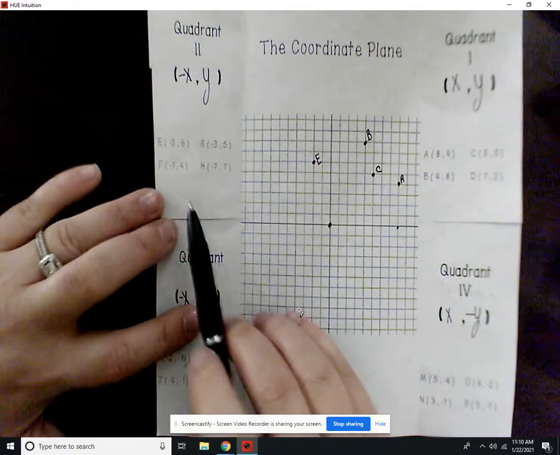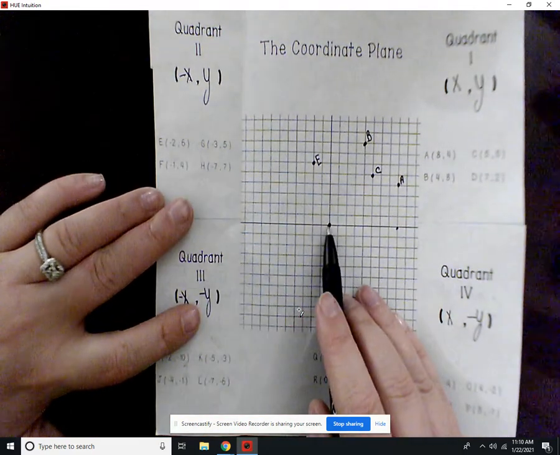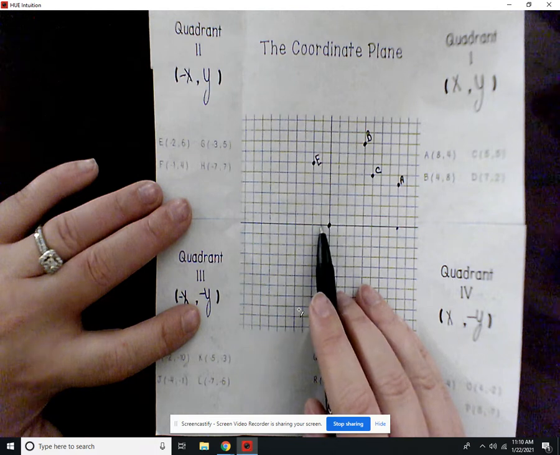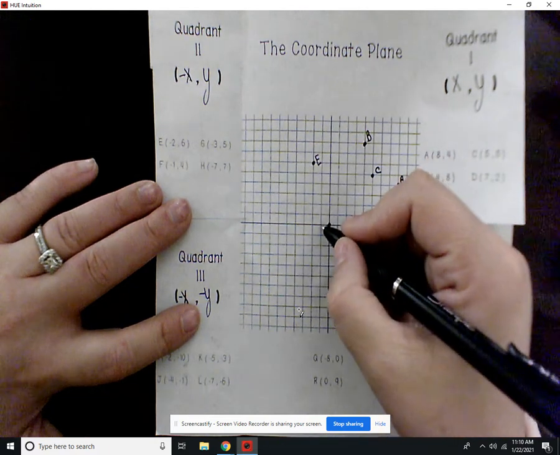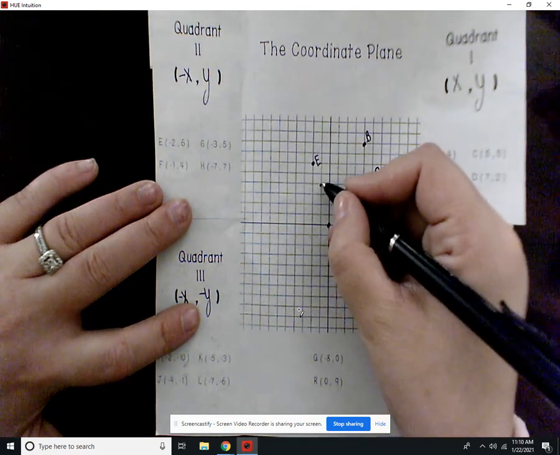All right, and then we're going to do letter F. So again, start from the center. Negative 1 is to the left. And then we're going to go up to positive 4. 1, 2, 3, 4.